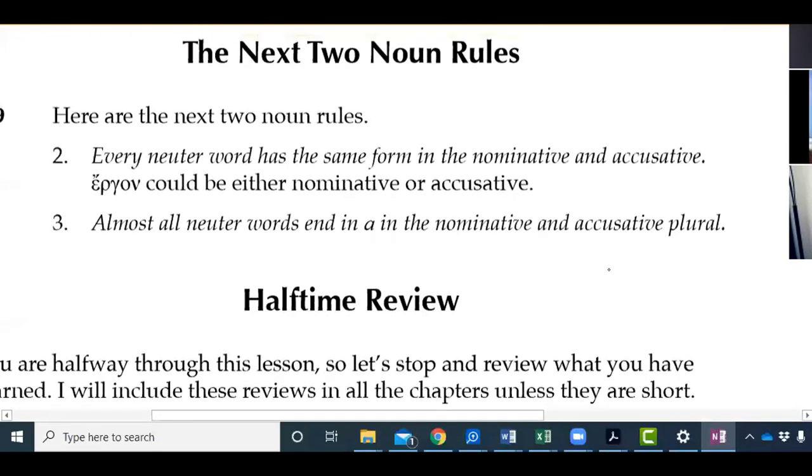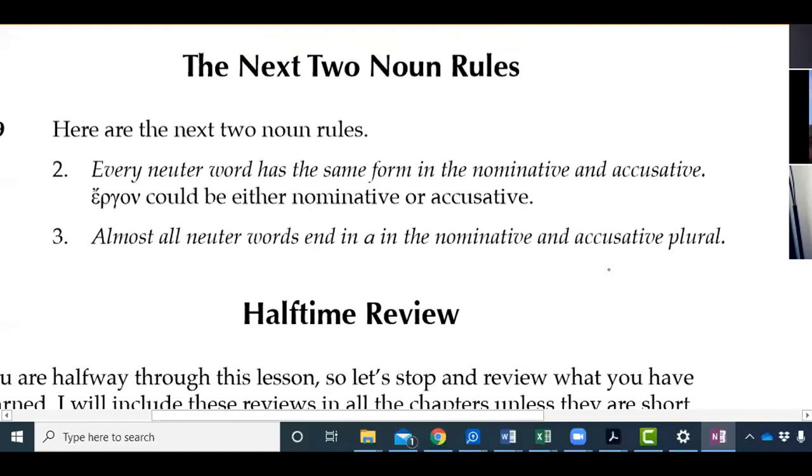All right, next two noun rules, and this is important for us to memorize. Your noun rules are going to become part of our quizzes here as we learn them. Number two, then. Oh, by the way, who remembers what the first noun rule is? Can you recite it for us? Anybody want to take a stab? Yeah, go for it, Eric.